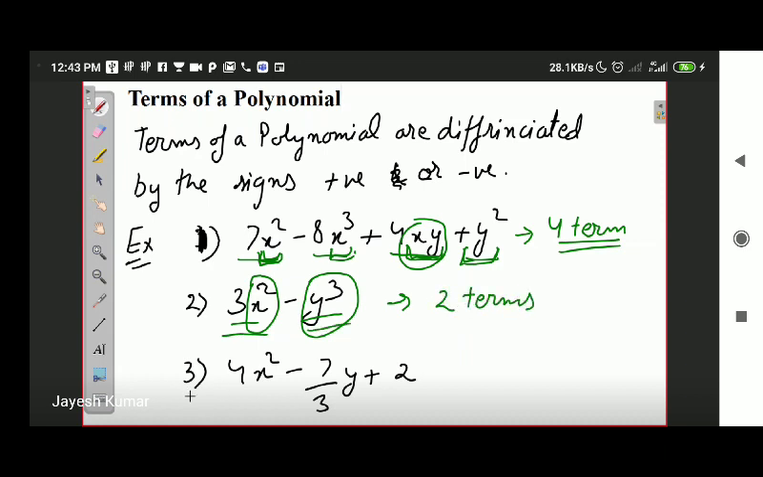In third part we have 4x square minus 7 upon 3y plus 2. Let me ask you once again, is it a valid polynomial? Yes, you are correct, it is a valid polynomial because all the variables are in numerator only. There is a term of x square, there is a term of y, and there is a constant. If a variable is not associated with any term, then that term is called a constant. So it has 3 terms.